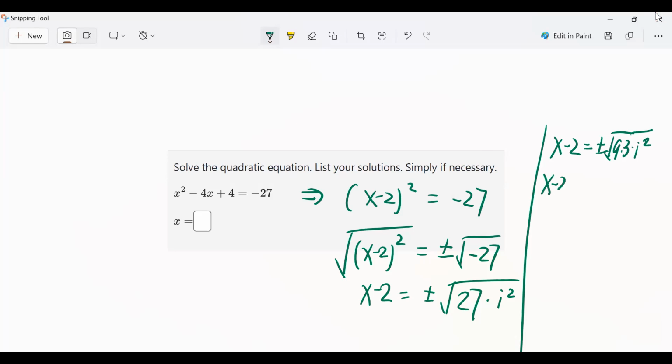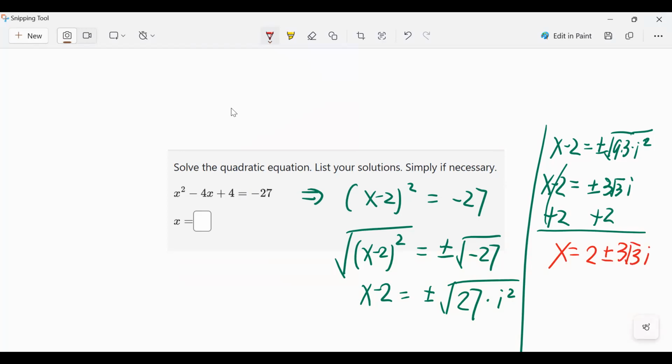Then we apply the square root, so we get plus or minus 3 radical 3 i. Then we add 2 to both sides of the equation. Cancel the 2, x is by itself. So we end up with the final solution here, x equals 2 plus or minus 3 radical 3 i.